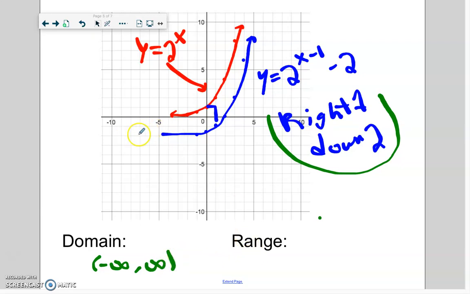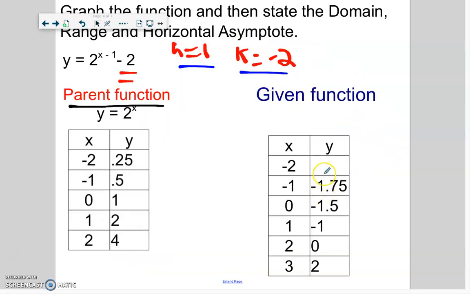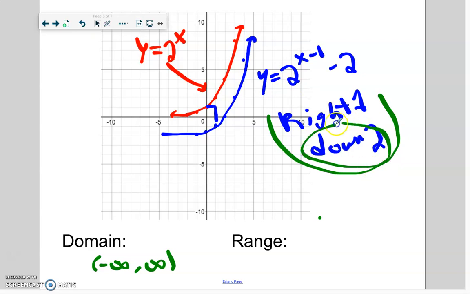Or my range, looking at the given function, what is the lowest this graph can possibly go? It is going to get closer and closer to negative 2. And notice, look where that negative 2 comes from. It's our k value. It's the fact that we're shifting down. And then seeing it visually, we can see that the graph is never going to cross the horizontal asymptote of negative 2. So therefore my range value would be from negative 2, comma, in parentheses.